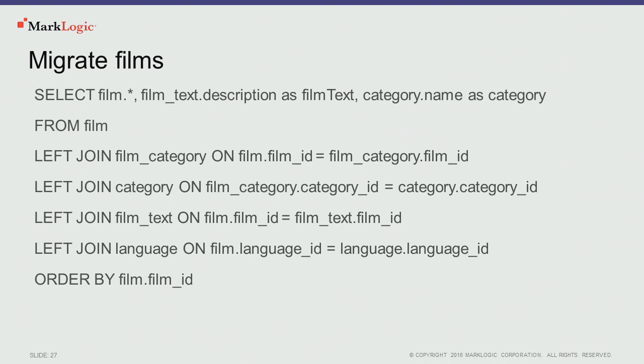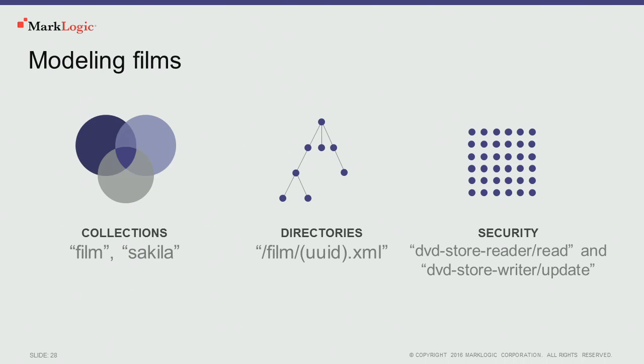The program is going to figure out how to take those multiple rows and compress them down into one document. It's very straightforward to do. And then we'll have these nice consolidated film documents in our database. And we're going to take the same simple strategy that we use for actors as well. In this case, our collections are going to be film and Sakila. The directory is just going to be that same strategy, noun/id.extension.